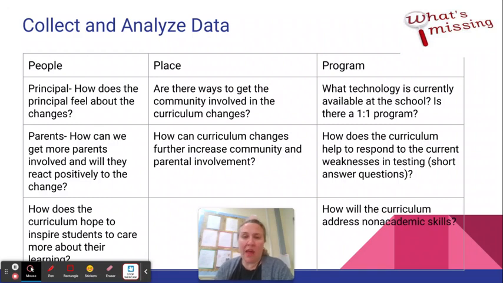Parents. How can we get more parents involved, and will they react positively to the change?